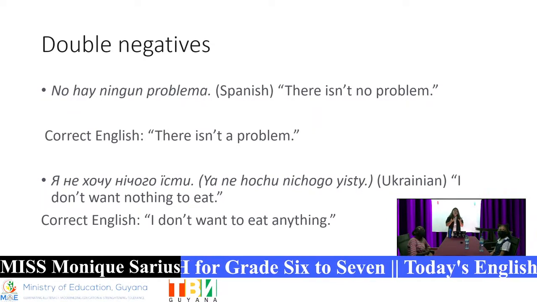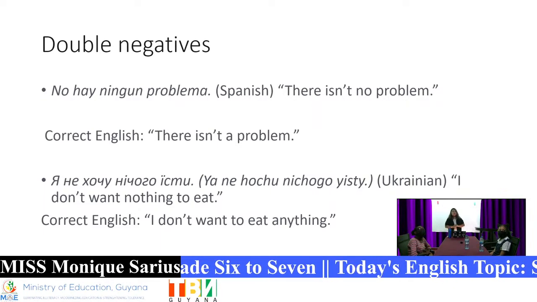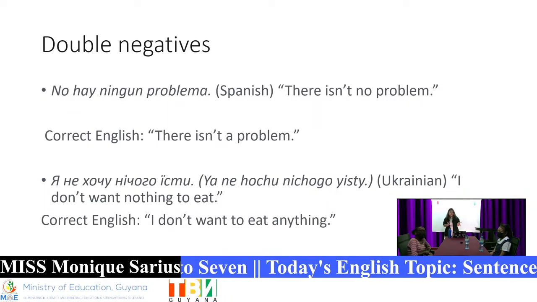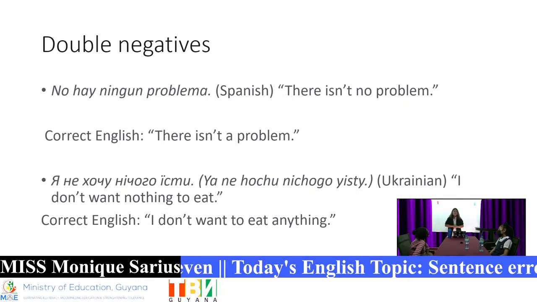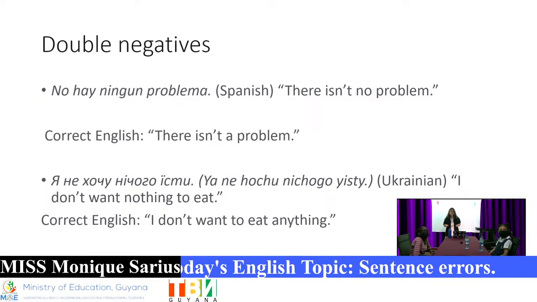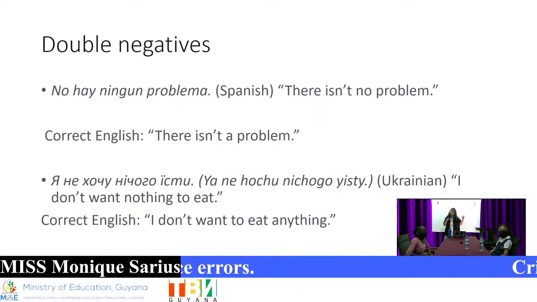So the Ukrainian one, I'll tell you why we have two languages in a bit. I don't want nothing to eat. How does that make sense? Is it a bit confusing? I don't want nothing to eat. So if you don't want nothing to eat, then it means that you want something to eat, but that's not what they're trying to say, right? In English, we say, I don't want to eat anything. So instead of saying nothing, we replace nothing with anything. So we're not using a no and another no.